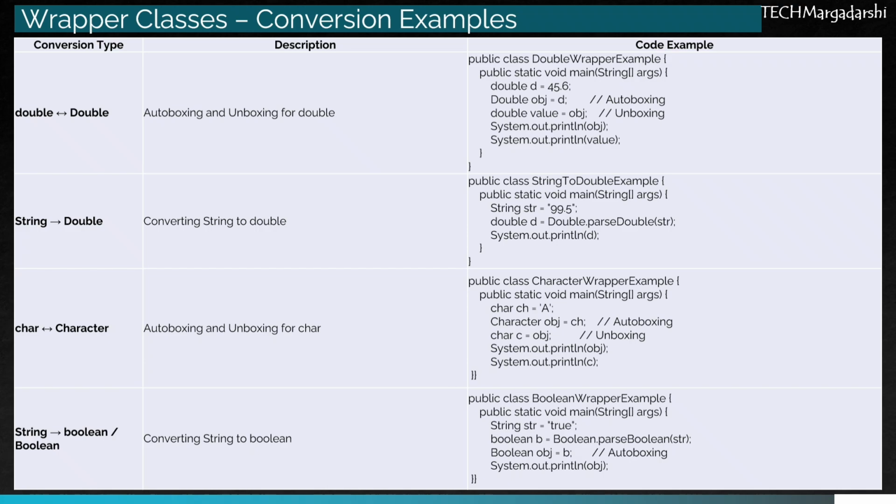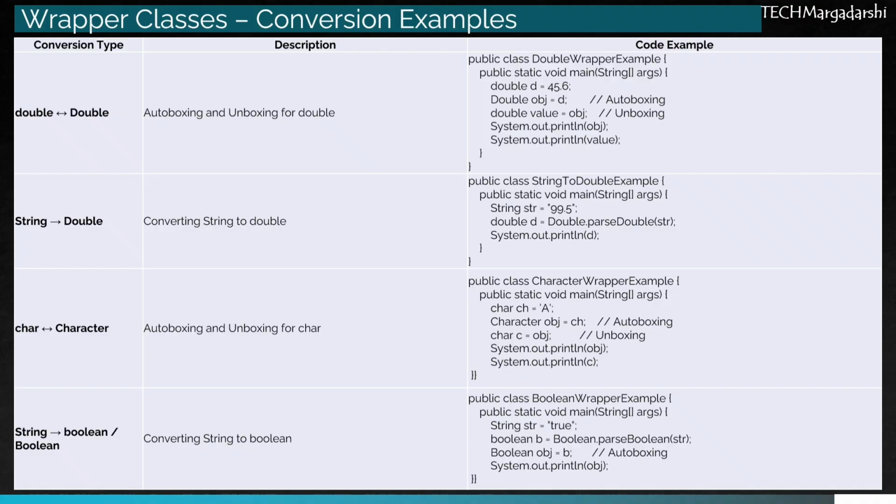Now let's see char and Character conversion. A primitive char is converted into a Character object using autoboxing and then converted back using unboxing. This follows the same concept as other wrapper classes.